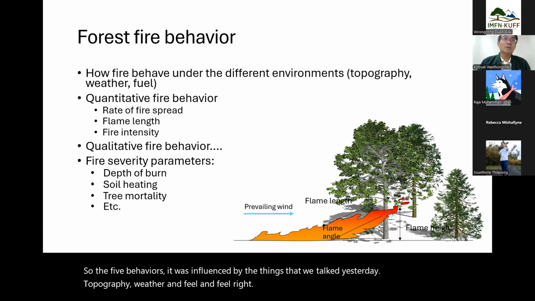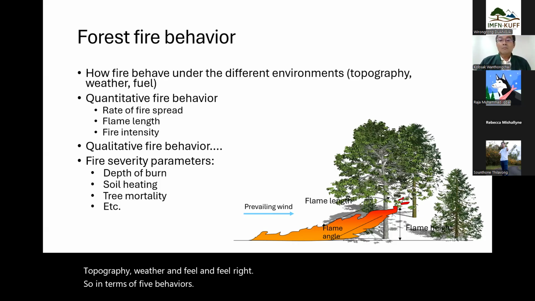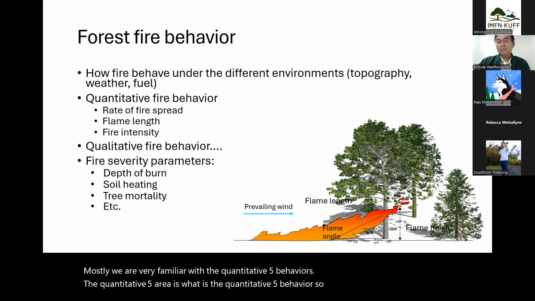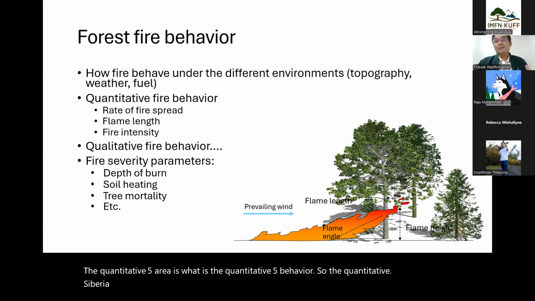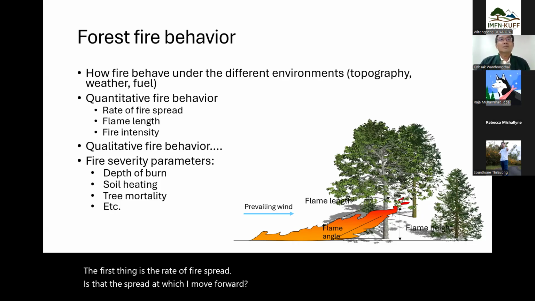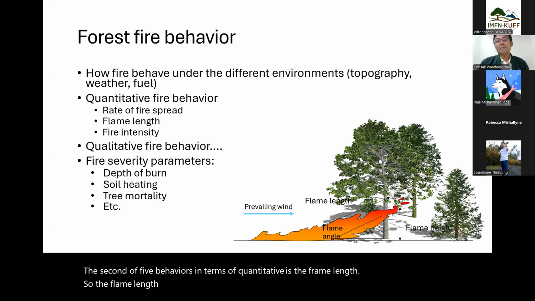In terms of fire behavior, mostly we are very familiar with quantitative fire behavior. What is quantitative fire behavior? It is the things that we can measure, we can put a number on. The first thing is the rate of fire spread, the speed at which fire moves forward. The second quantitative fire behavior is the flame length, which is the distance from the flame base to the tip of the flame.